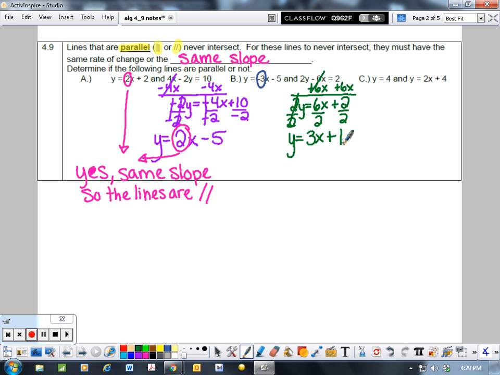So now I'm comparing these slopes. And I want to know, are they the same? Well, they're the same number 3, but not the same sign. So they're not the same slope. So if they're not the same slope, they are not parallel.